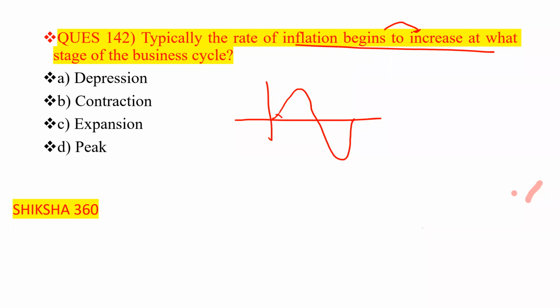Like this one, we can say that growth is going to rise. So typically it begins to increase in the case of the expansion. The inflation is going to rise and it is at the maximum at this place, and again in the contraction phase it is going to fall. Begins to increase, that is the expansion phase.